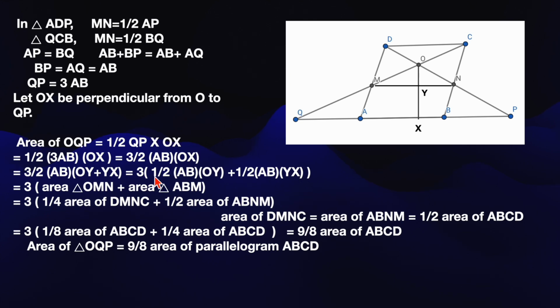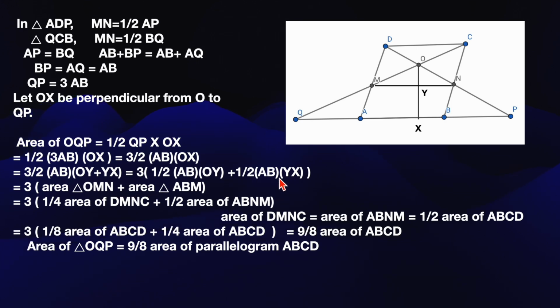Now let us see what is this 1/2 AB into OY. OY and 1/2 AB. AB is equal to MN. So 1/2 MN into OY is the area of this triangle ONM. So this is the area of the triangle OMN.